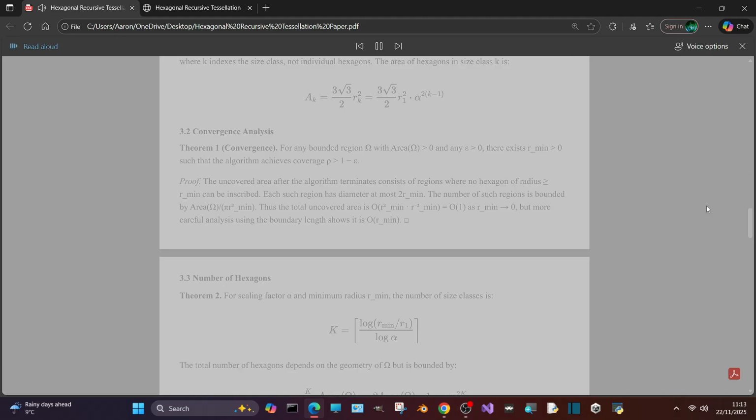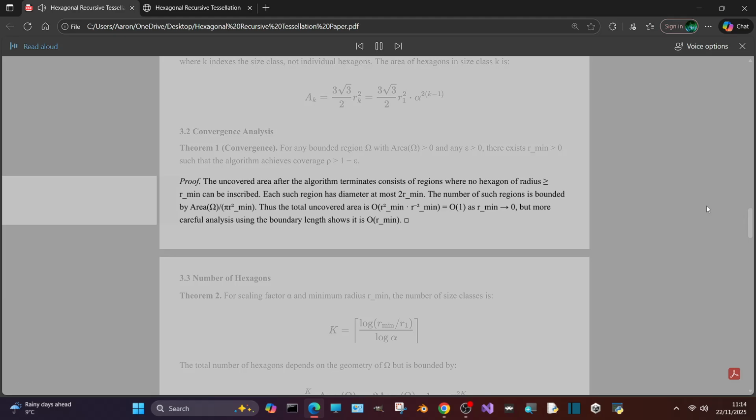Where K indexes the size class, not individual hexagons. The area of hexagons in size class K is... 3.2 Convergence analysis. Theorem 1. Convergence. For any bounded region omega with area(omega) > 0 and any epsilon > 0, there exists r_min > 0 such that the algorithm achieves coverage rho ≥ 1 − epsilon.